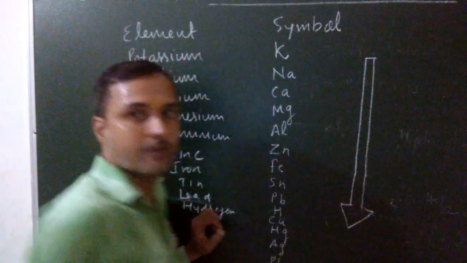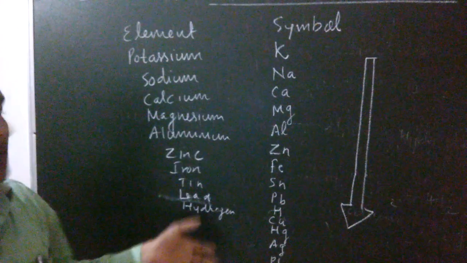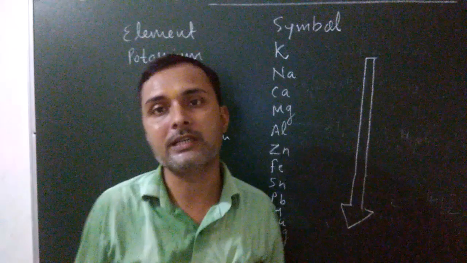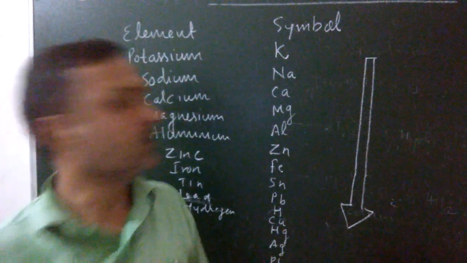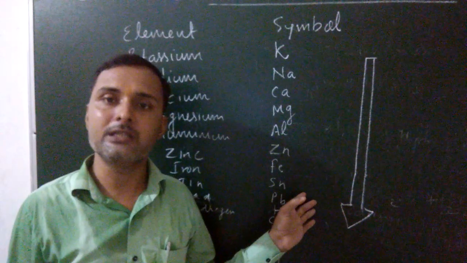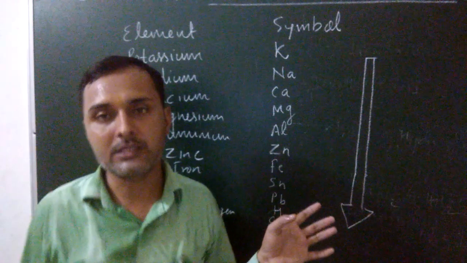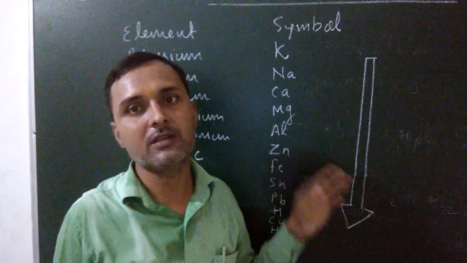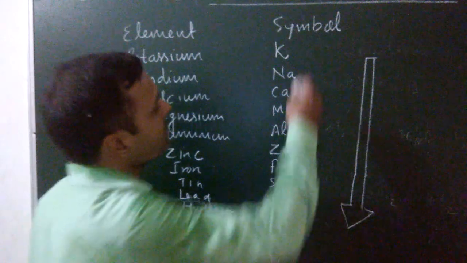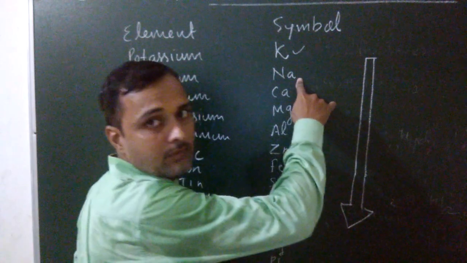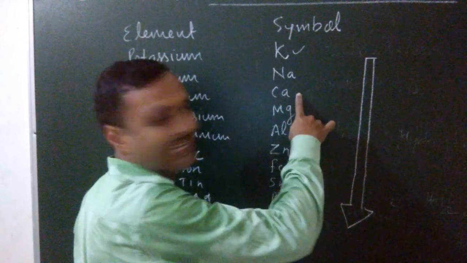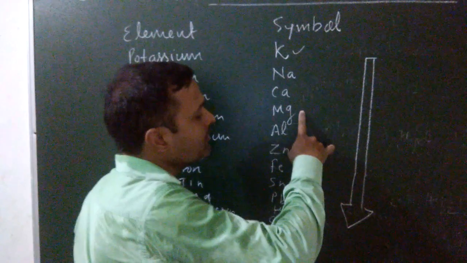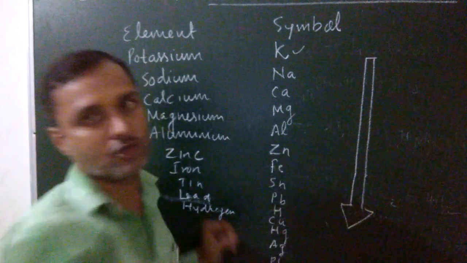Reactivity decreases when we move from top to bottom in the reactivity series. A series of metals in their decreasing order of reactivity is known as the reactivity series. With this knowledge, we can easily understand which metal is more reactive than the other. For example, potassium is more reactive than sodium, and sodium is more reactive than calcium. Calcium is more reactive than magnesium. Magnesium is more reactive than aluminium, and so on.